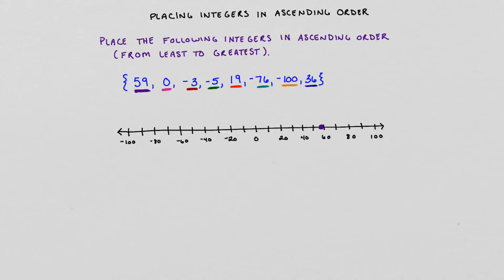So 0 is going to rest right on top. Then we're going to go into negative 3. Negative 3 is going to be close to 0, so we are going to drop it in here. Negative 5 would come after that, since negative 5 is moving closer to that negative 10 value. So we'll drop negative 5 somewhere around here, and we don't have to worry about it being perfect. We're just trying to get an idea of where these values should be placed. 19 will be close to 20.